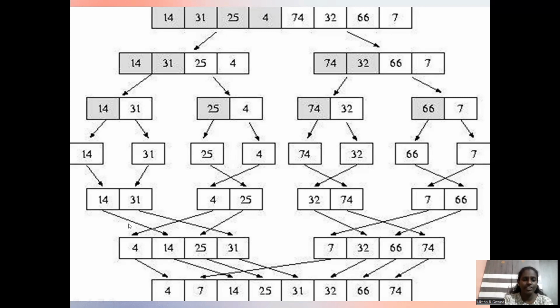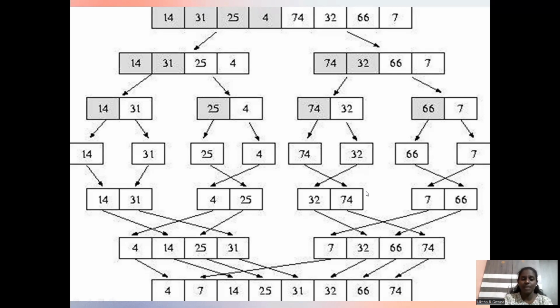And here then it's going to merge from 2 and 2 into 4. In this, 14, 31, 4, 25, the smallest is 4. Then comes 14. Then comes 25 and 31. And here also for 32, 74, 7, 66, the first one will be 7. And next comes 32, next comes 66 and 74.